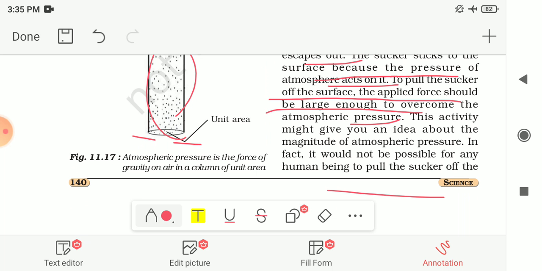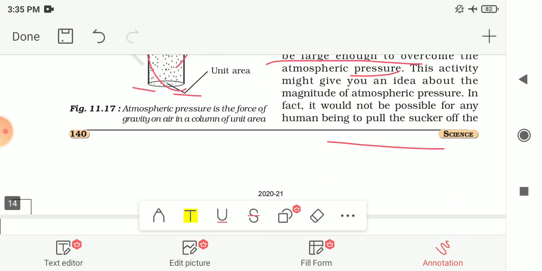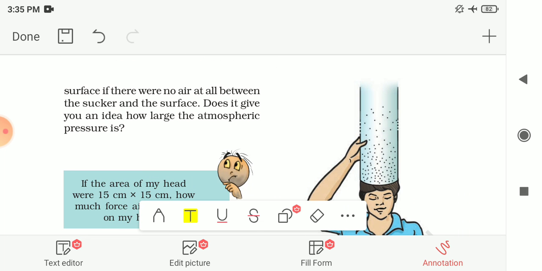By this activity you might get an idea about the magnitude of atmospheric pressure. In fact, it would not be possible for any human being to pull the sucker off the surface if there were no air at all between the sucker and the surface. We saw that when we press the sucker on the surface, the air escapes out. If no air is left between these two surfaces, then it is not possible for any human being to separate the rubber surface from the plane surface.